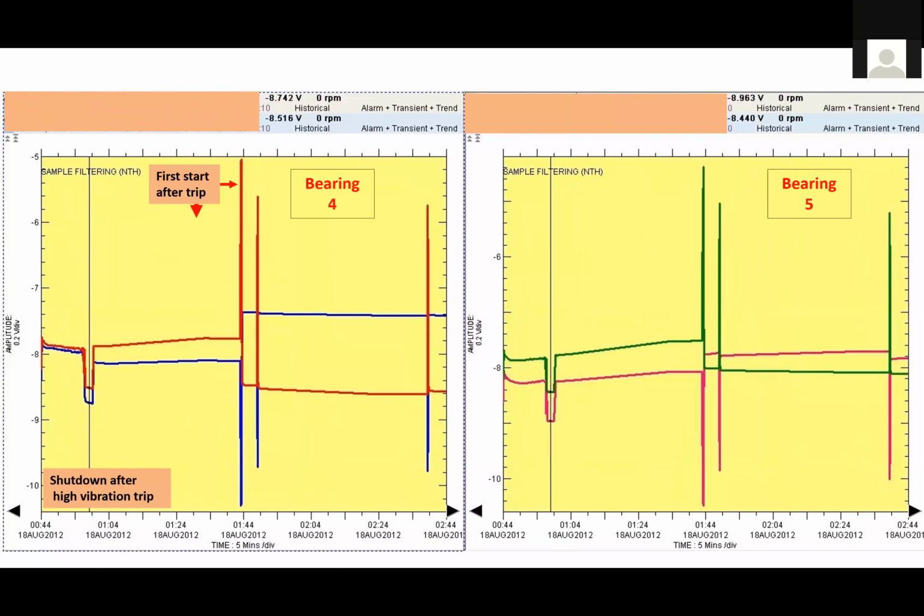This is the gap voltage trend again. You can see for both bearings. So this is when the machine tripped and came to rest. And then this is the time when the machine was at 0 speed. And because of the hot rotor, the rotor went up again there. So the gap voltage is slightly increased. Yeah, means the rotor has lifted within the bearings because of the thermal expansion that is happening at 0 speed.